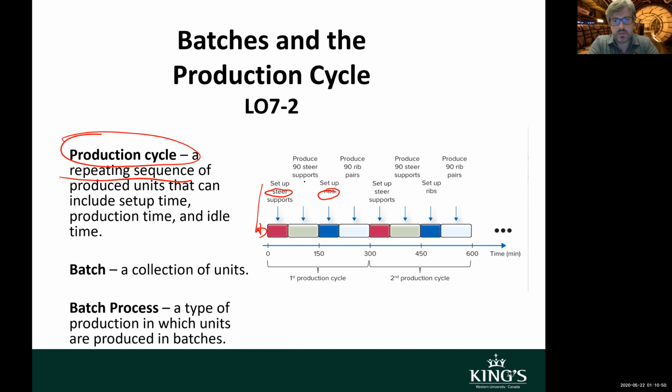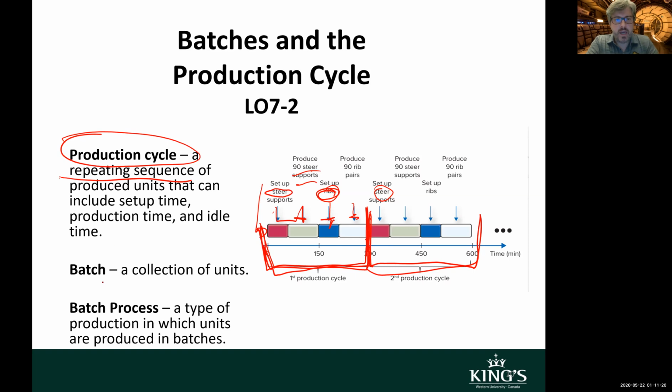to produce steer supports. Then I set up, produce. Then now in the same machine, I have a different setup for those ribs. I produce those ribs, and when I initiate a setup to go back to the steer, this means one production cycle, right? It's the repeated sequence, and this is going to repeat all over again, right?